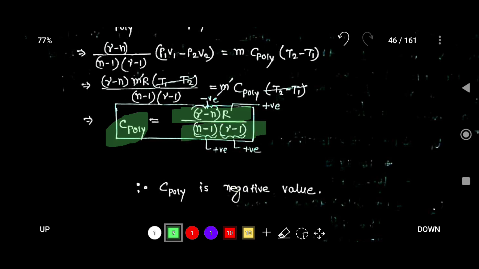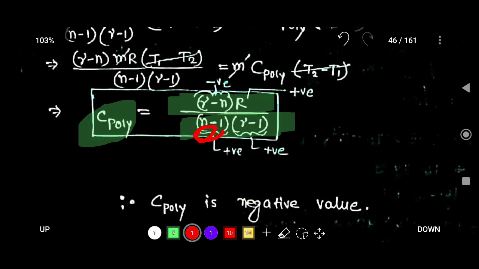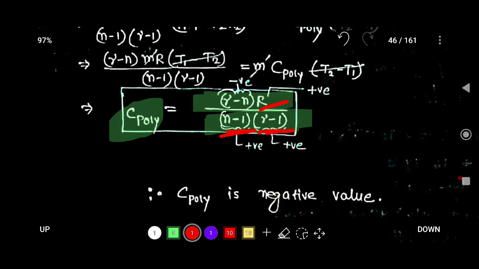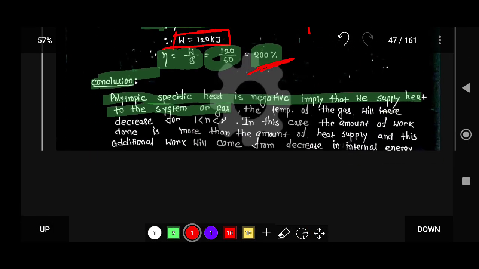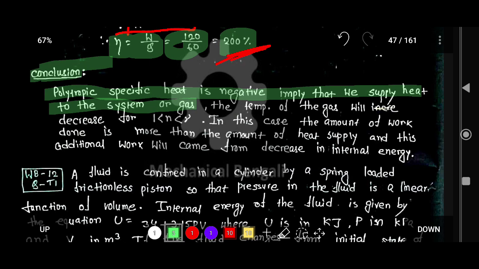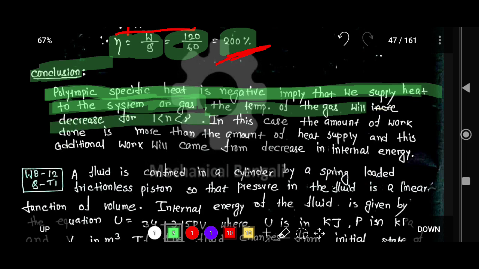Here n minus 1 is a positive value, gamma minus 1 is also positive, and r is positive, but gamma minus n is a negative value, which is why c poly is negative. So the conclusion is that polytropic specific heat is negative, implying that when we supply heat to the system or gas, the temperature of the gas will decrease for 1 less than n less than gamma.